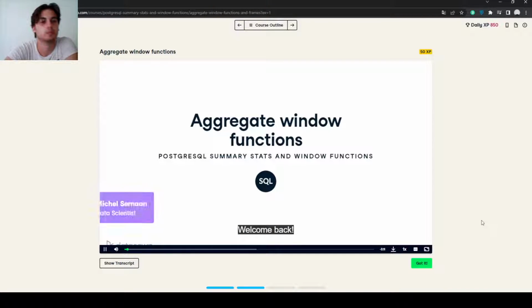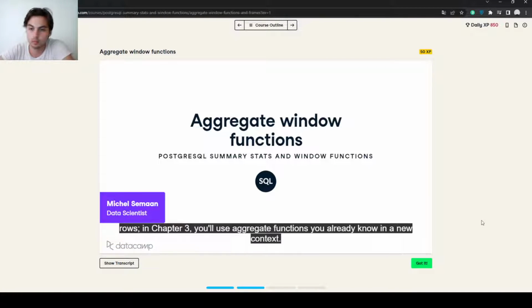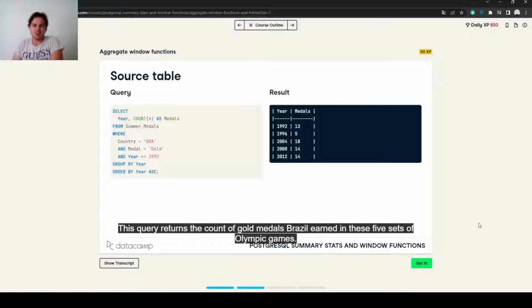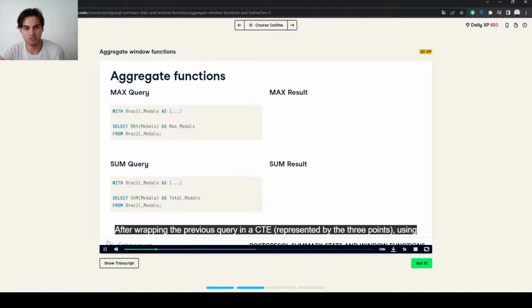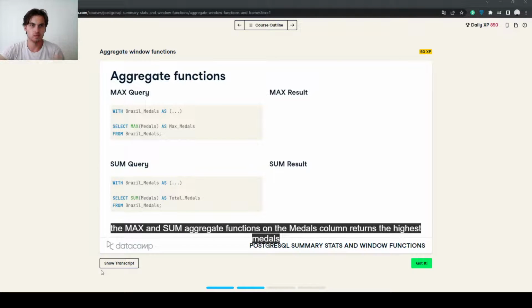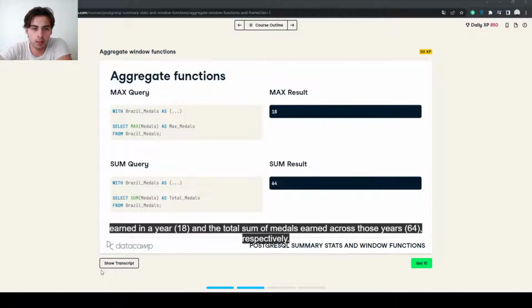Stартуем. Welcome back. In Chapter 2, you learned about new window functions to fetch, rank, and page rows. In Chapter 3, you'll use the aggregate functions you already know in a new context. Let's set up the source table first. This query returns the count of gold medals Brazil has earned in these 5 sets of Olympic Games. After wrapping the previous query in a CTE, using the max and sum aggregate functions on the medals column returns the highest medals earned in a year, 18, and the total sum of medals earned across those years, 64, respectively.